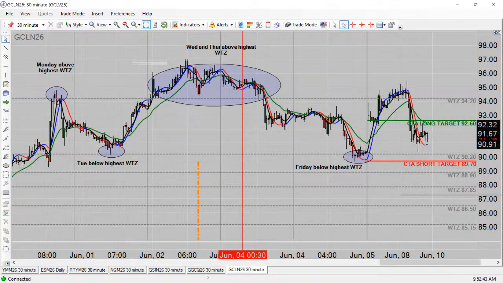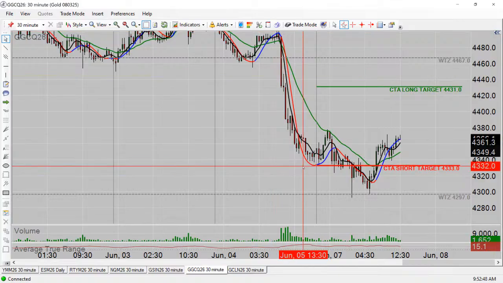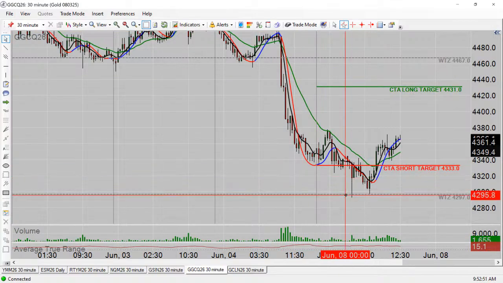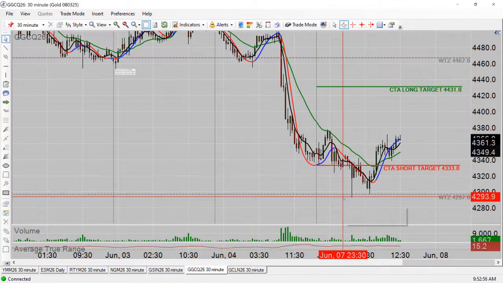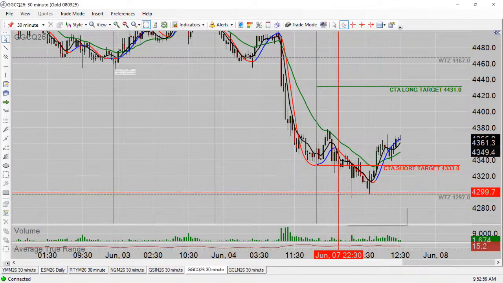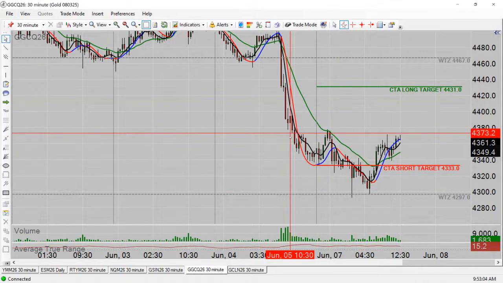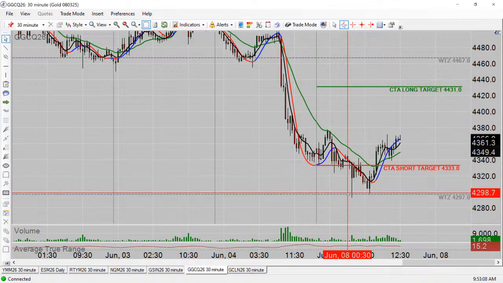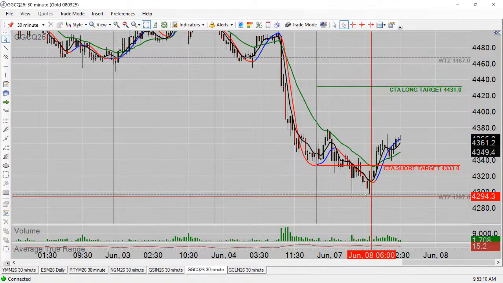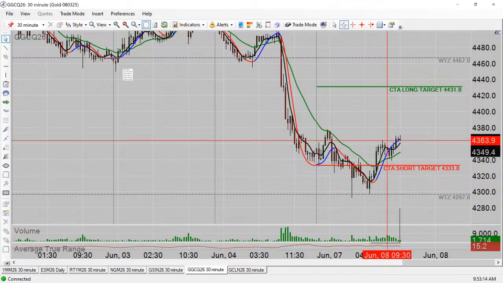All right, gold. Got whacked on Friday, hit the lowest weekly trading zone. Now think about it. These zones were published last Monday at 6:15 a.m. Eastern. Now this was Friday, but last night we got to last week's lowest weekly trading zone, kind of put in the double bottom there, and it really looks like gold wants to try to recover.